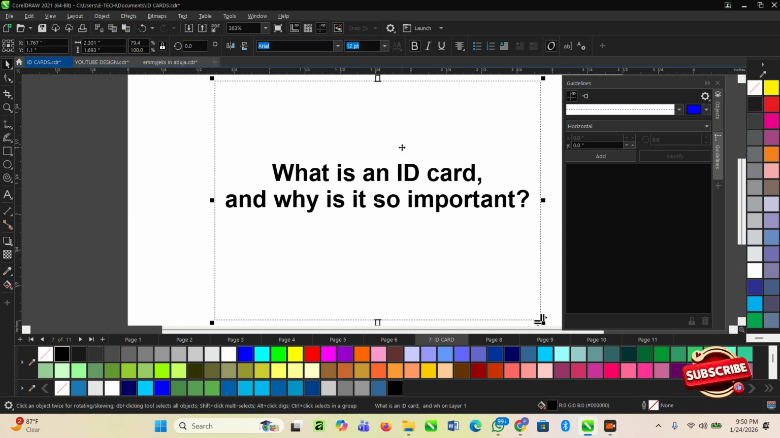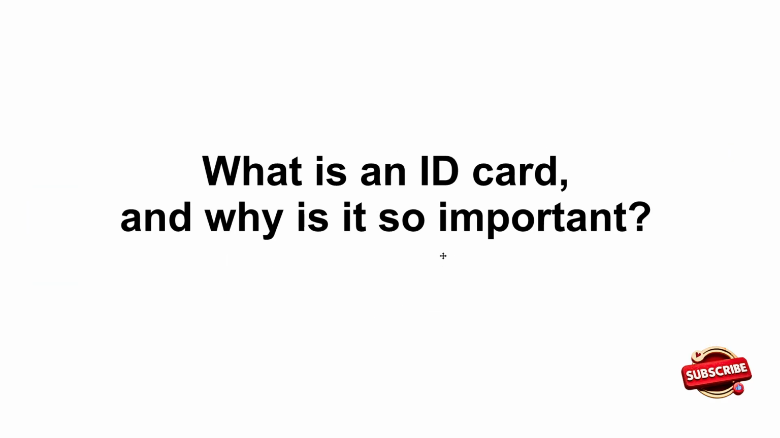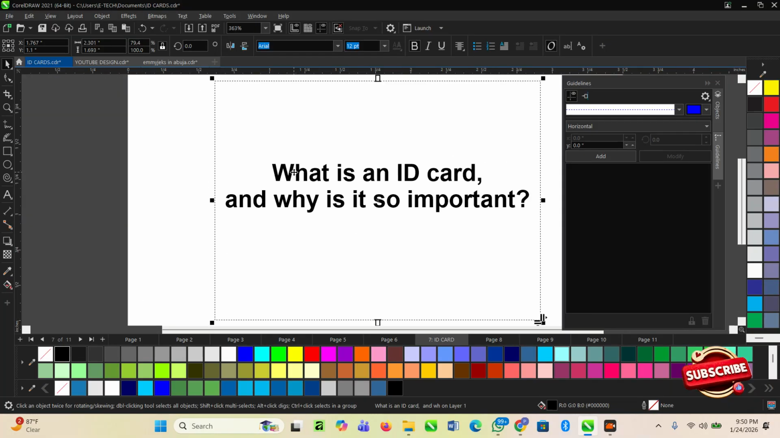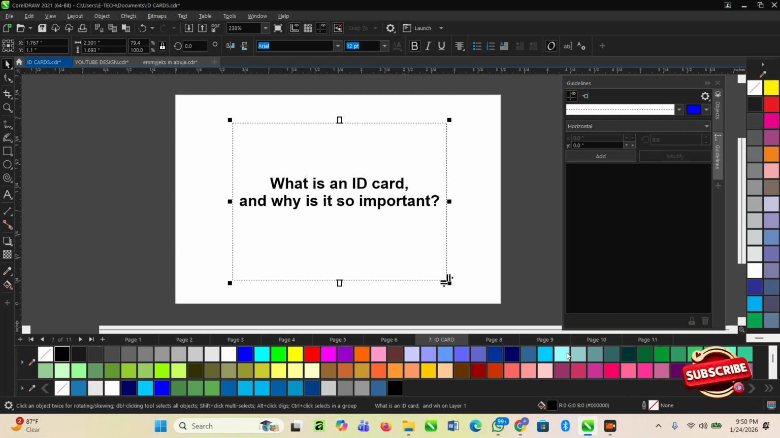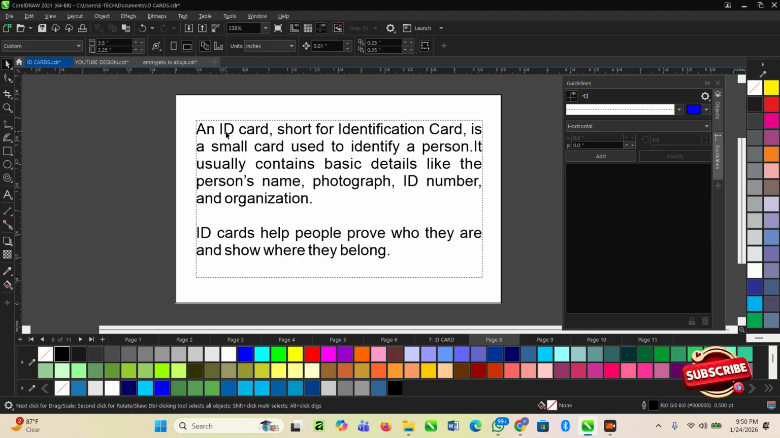Today we'll be discussing ID. What is an ID and why is it so important? An ID card, for example, is a short form of identification. This short form is a way you can identify yourself to anybody without saying much.